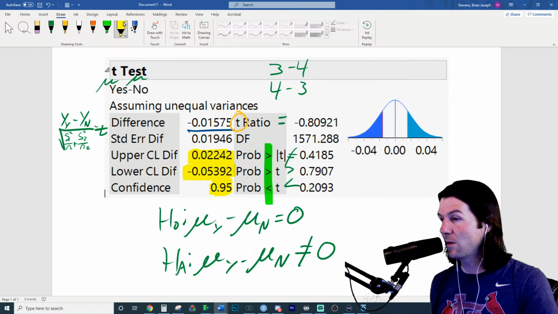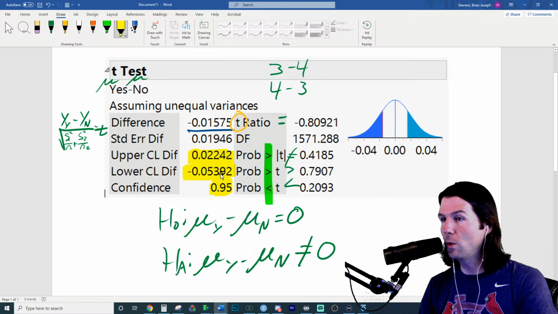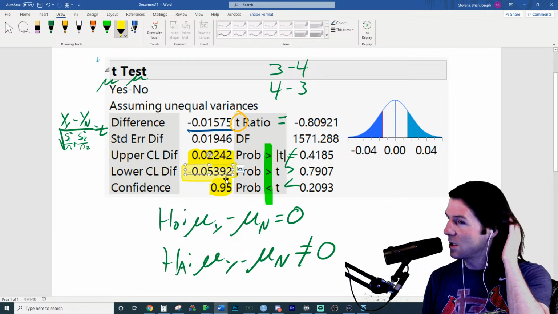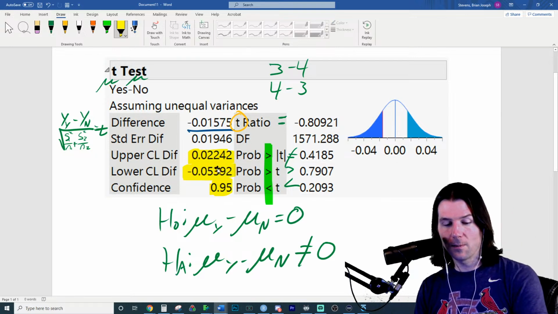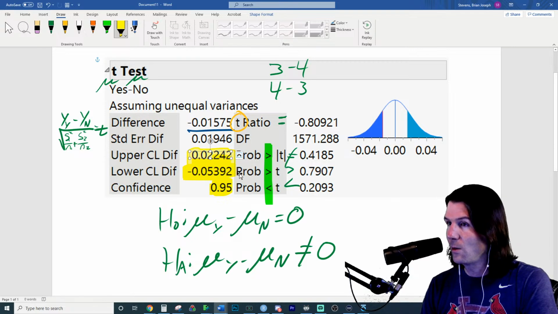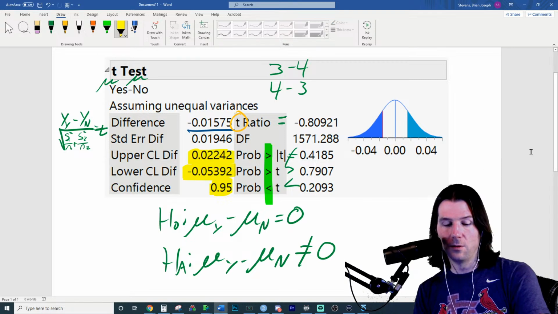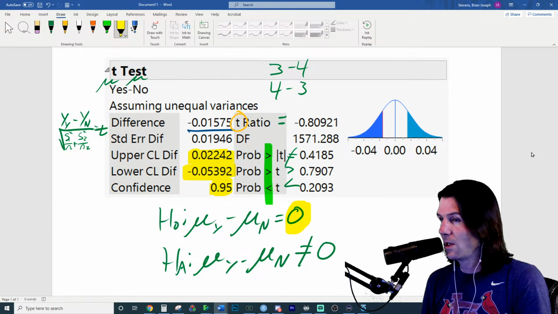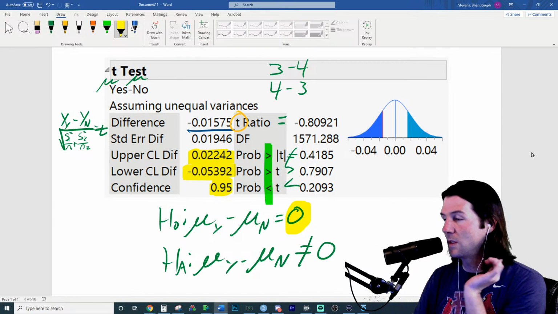We estimate that the difference is that maybe the no group, the people not in Greek life, have a GPA that is maybe 0.05 higher, or it could be that the yes group has a GPA that is up to 0.02 higher. What do you notice is contained in this interval right here? What value do you notice is contained in the interval for estimating the difference? What value do you notice is in the interval?